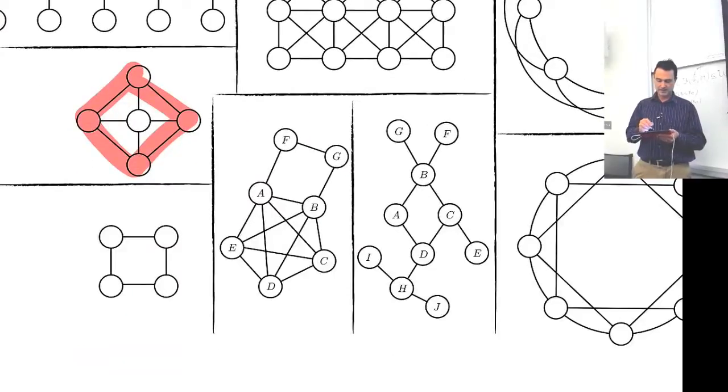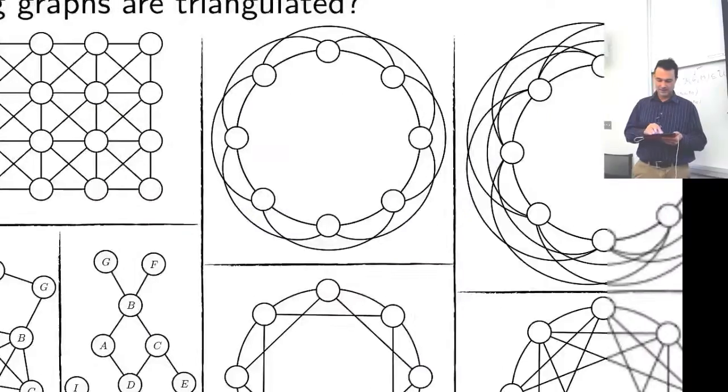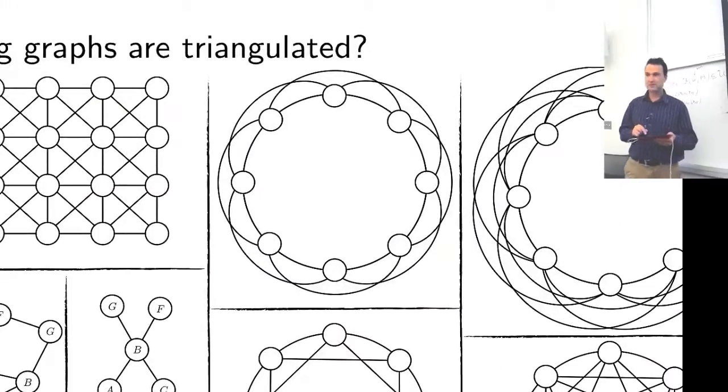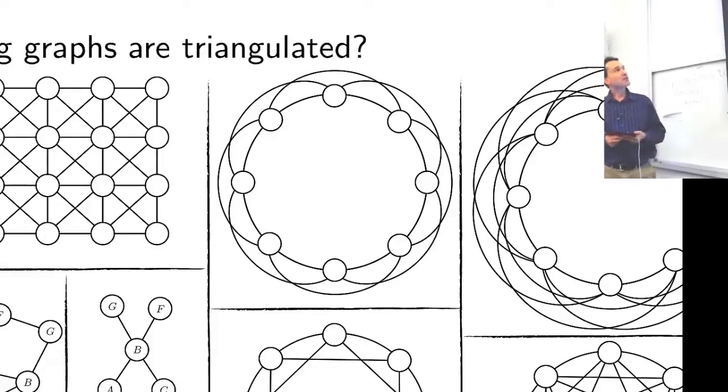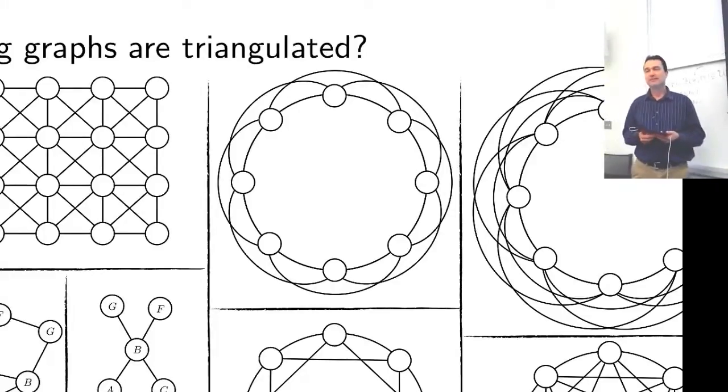What about, I don't know if we should keep going with this, but what about this one? No. What about this one here? No. No. Not. Here's a hard one. Is this one triangulated? These are beautiful pictures. You don't realize how long it took me to do these. Is this triangulated? No. Yes, no, yes.